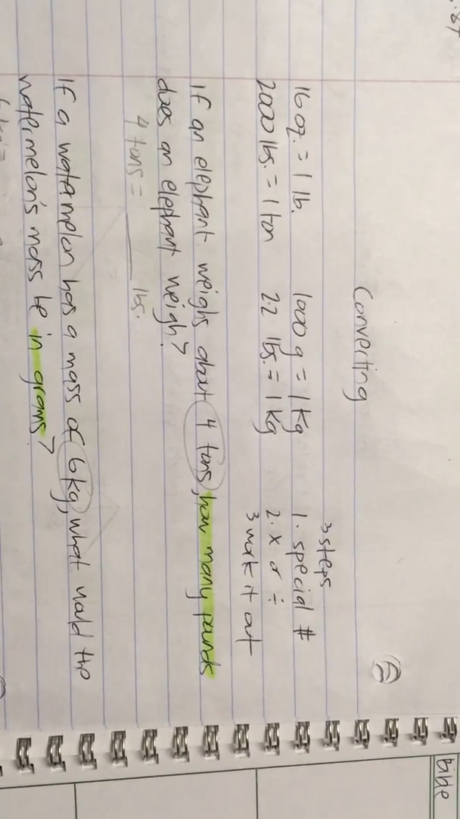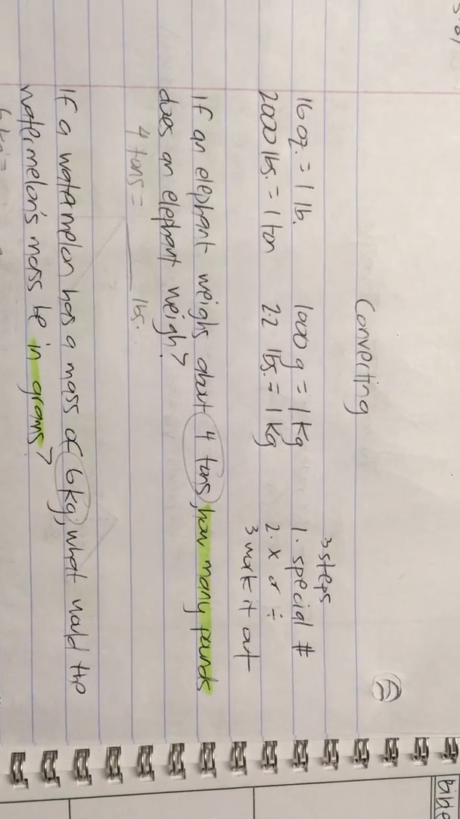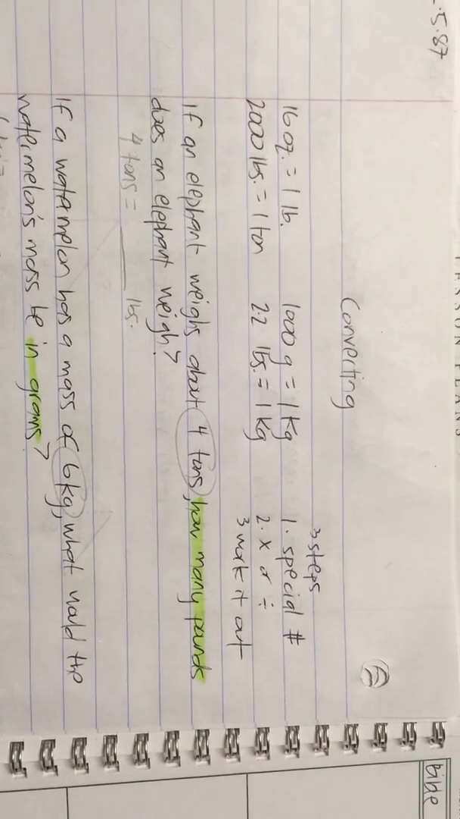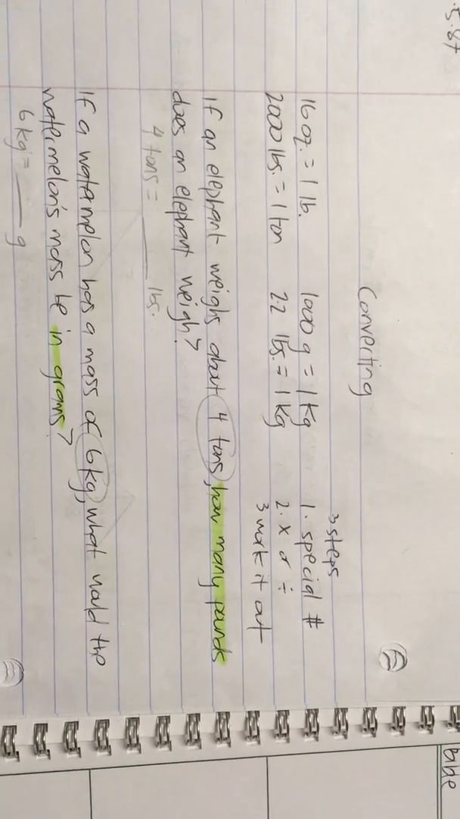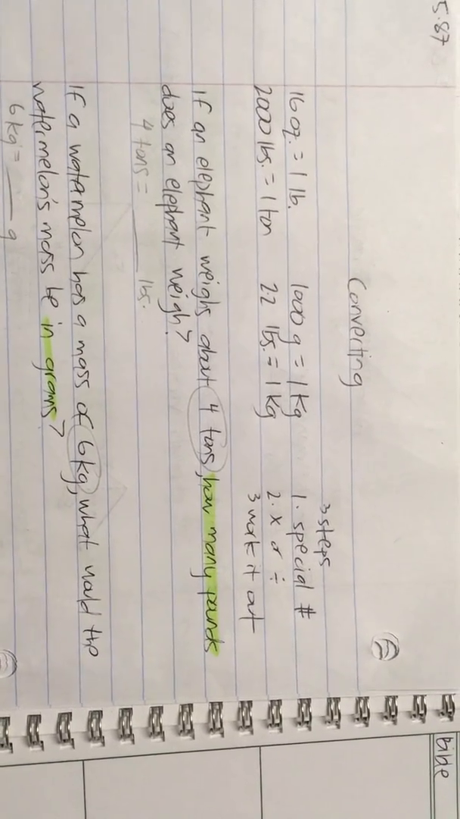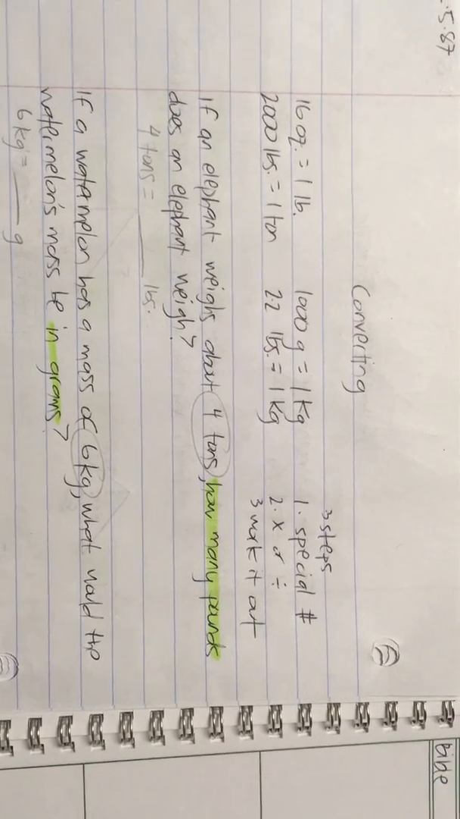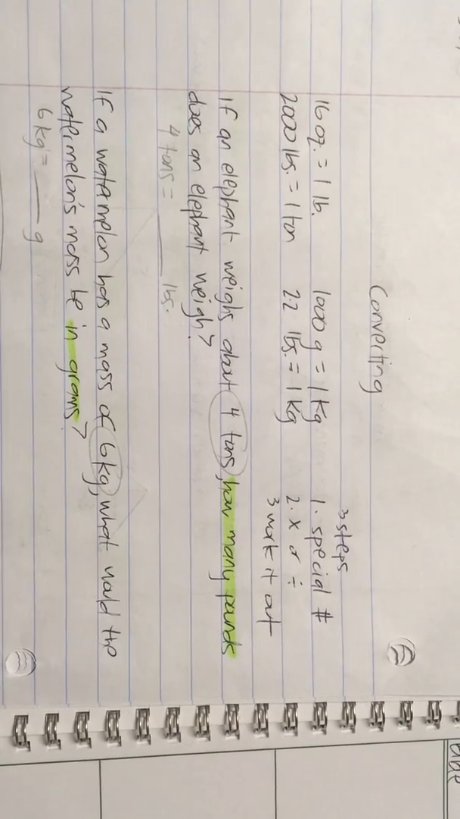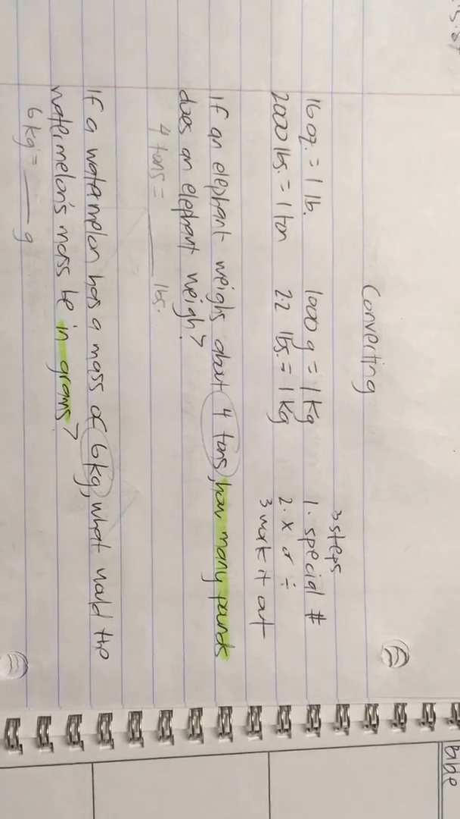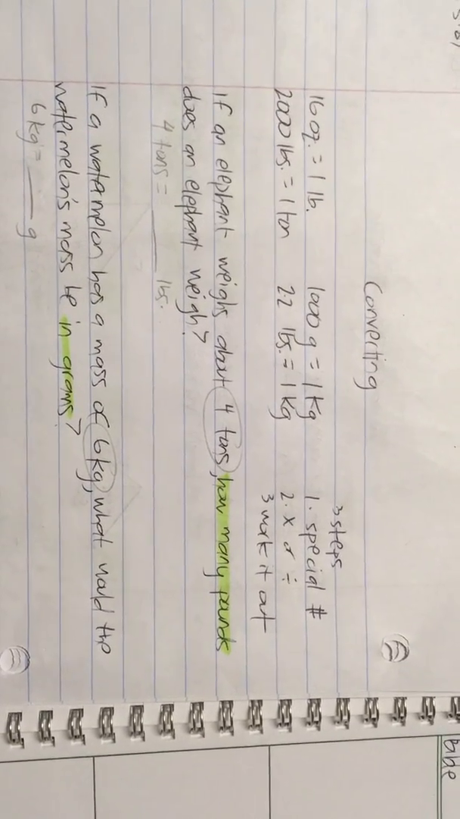I also took the liberty of highlighting and circling key points for these questions. So the first question says, if an elephant weighs about 4 tons, how many pounds does an elephant weigh? The big thing that the students want to focus on is knowing what the question is asking. So I highlighted what the question is asking for. We want to know how many pounds.